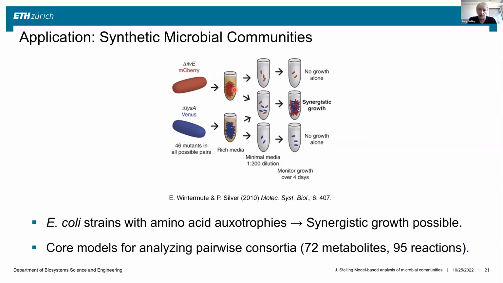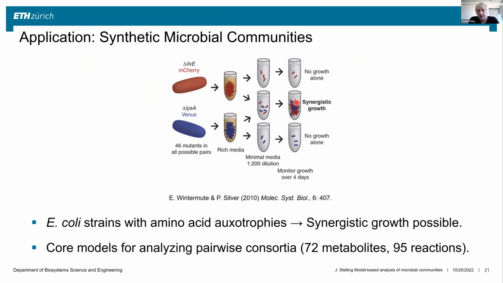Each individual strain can grow on rich medium. But when you then dilute them and put them on minimal medium, the individual strains cannot grow simply because they lack the amino acid. But in some cases, you see synergistic growth, namely that in the scenario that one mutant produces one amino acid, the other one takes it up and produces the other lacking amino acid.